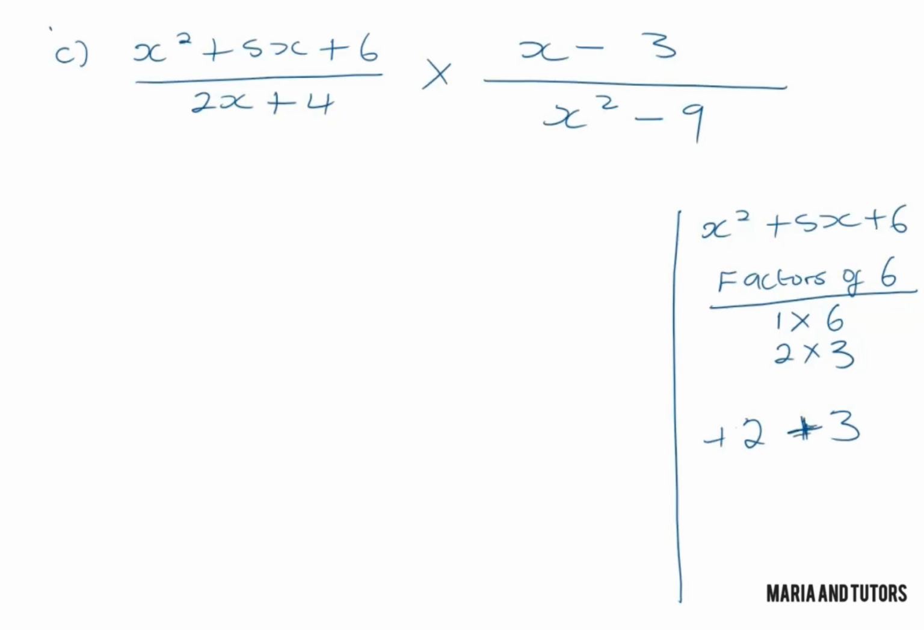Making all the numbers positive, we're going to have positive 2 plus 3, which will give us positive 5. So our expression will be factorized as, in brackets, x plus 2 multiplied by x plus 3. We're going to divide this by the expression that we have in the denominator of the first fraction, which is 2x plus 4.